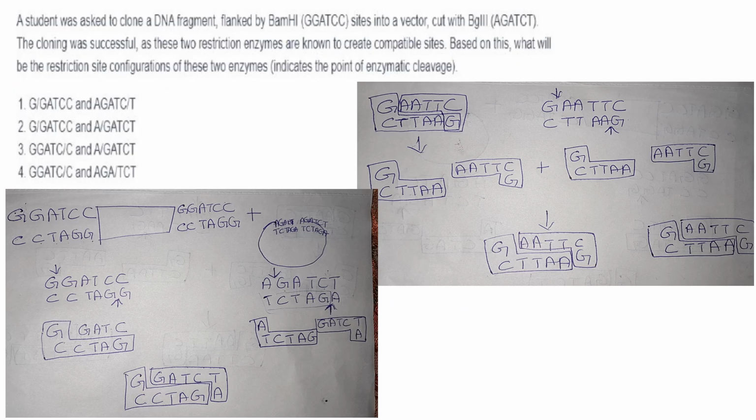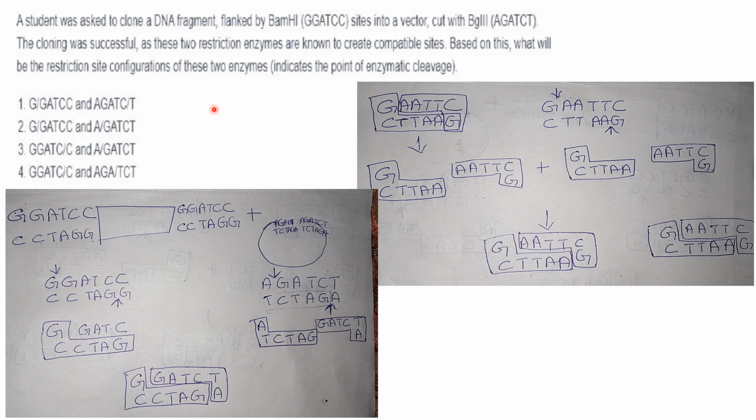Then, a student was asked to clone a DNA fragment flanked by BamHI sites into a vector cut with BglII. The cloning was successful as these two restriction enzymes are known to create compatible sites. Based on this, what will be the restriction site configuration of these two enzymes? Indicate the point of enzymatic cleavage. Here they have given you two restriction enzymes. You have to tell which point they cut so that they will create compatible ends.